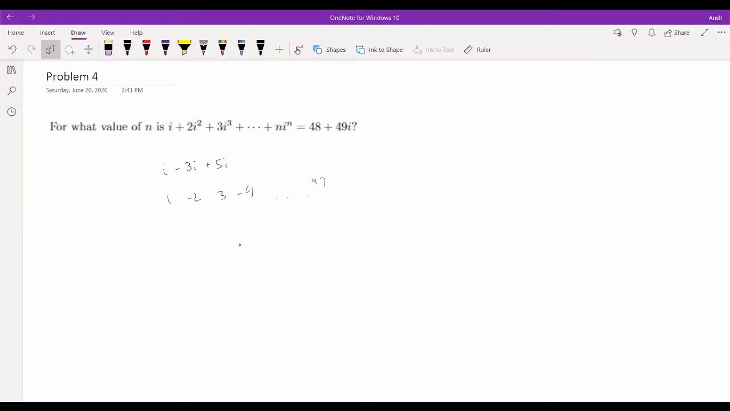Then we can do the same thing with the real parts again. The first term starts out with 2i squared, which should be negative 2. Then I'll go to 4i to the fourth, which is just plus 4, then minus 6, and so on. And once again, we'll get that the 97th term is what will result in 48 as our sum, which means that n is simply 97.